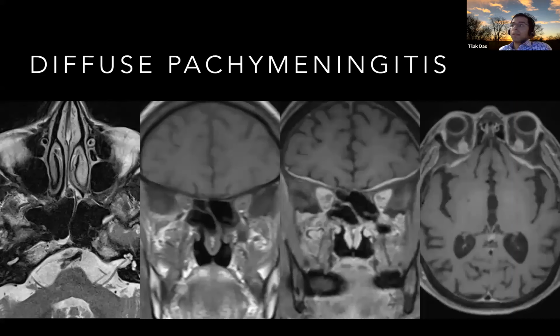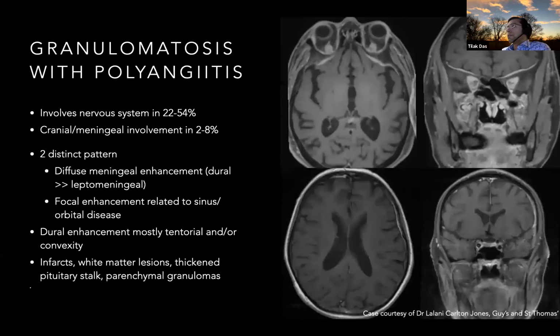So as opposed to the focal disease, of course, you may also see more diffuse pachymeningeal disease, such as this case. And usually when you see this initially, there's a reasonably wide differential. And this particular case was GPA, granulomatosis with polyangiitis. There's enhancement and abnormal soft tissue at the orbital apices, but also this diffuse pachymeningeal thickening.